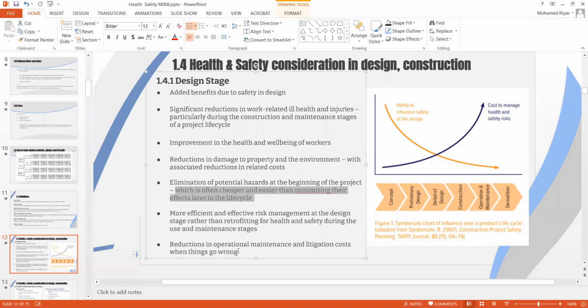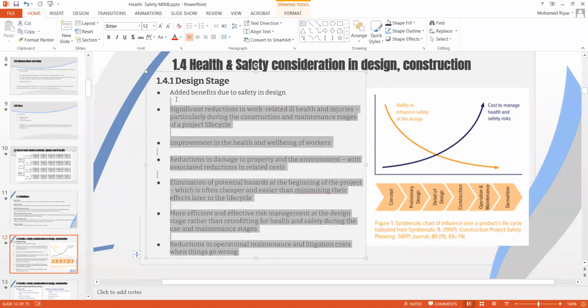The last benefit you could see is the reduction in operational maintenance and litigation cost when things go wrong. If things have already gone wrong, you end up paying a huge price for that, including litigation and legal expenses, plus the fine penalties and the compensation. So if you have safety in design, you can get all of these benefits.